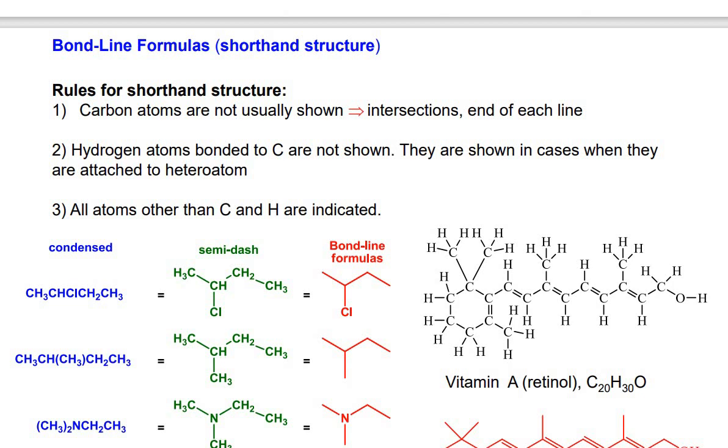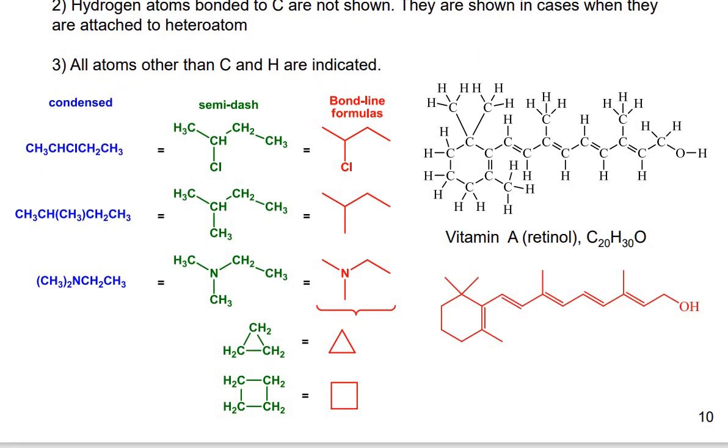Now my friend, bond line formula, shorthand structure. Rules for shorthand structure. Carbon atoms are not usually shown at the intersection or end of each line. Hydrogen atoms bonded to carbon are not shown. They are shown in cases when they are attached to a heteroatom. All atoms other than carbon and hydrogen are indicated. You can see the condensed, semi-dash and bond line formula. So this is the condensed formula, this is the semi-dash formula, this is the bond line formula.